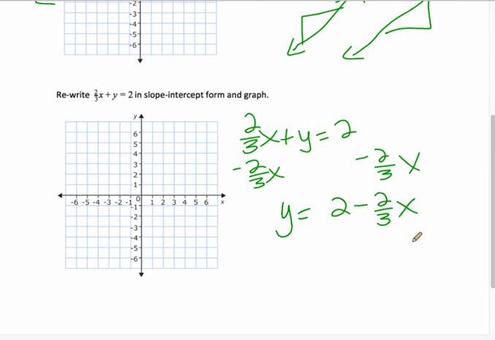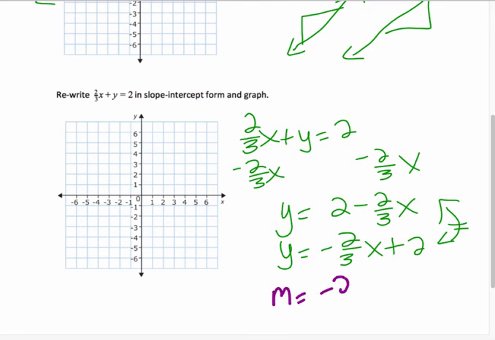Now this is interesting because I have the x back here, but my y is still by itself. So this is the same as negative 2/3 x plus 2. You need to understand that these are the same thing. They're equal. Okay? So what is my m? My m is negative 2/3 and my b is positive 2.